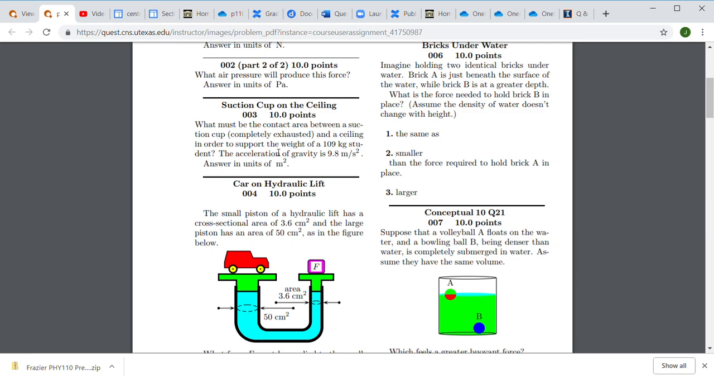the upward force due to the air pressure on the bottom of the suction cup, the part that's not stuck to the ceiling, is equal to the downward force from the student. So we're just going to balance those forces. 109 kilograms times 9.8 must be balanced by atmospheric pressure, 101.3 times 10 to the 3 pascals, times the surface area of the suction cup, which is the area A we want to find. We're going to do atmospheric pressure times the unknown A equals the weight of the student, 109 times 9.8, and solve for A.